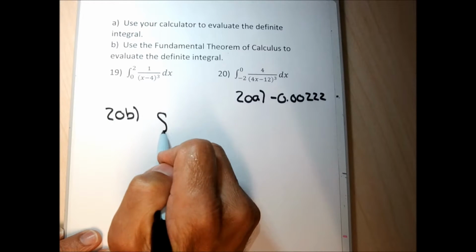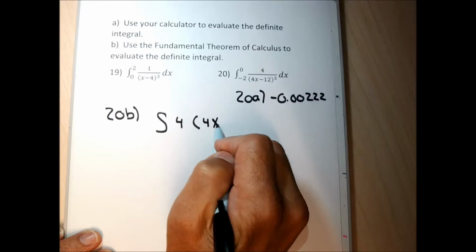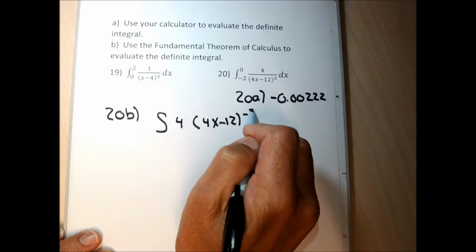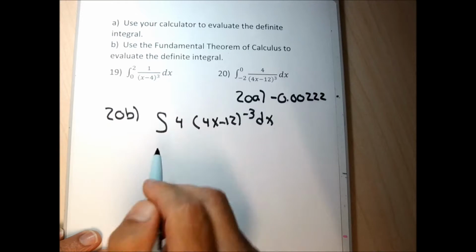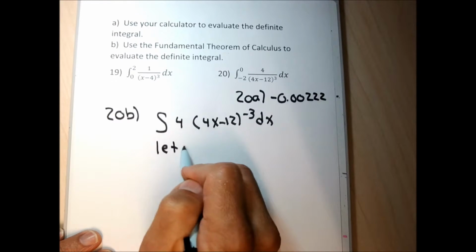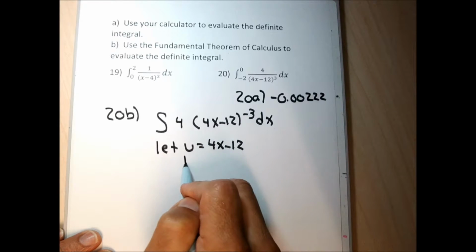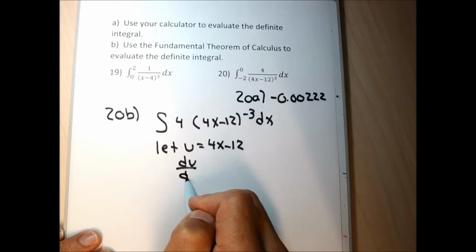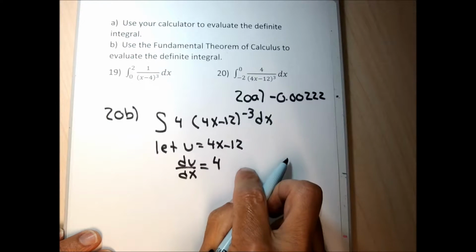I'm going to drop the numbers temporarily. And when I rewrite this, I'm going to write it as having a negative exponent. I'm going to do u substitution. So I'm going to let u equal 4x minus 12. Then du dx: the derivative of 4x is 4. The derivative of minus 12 is 0.